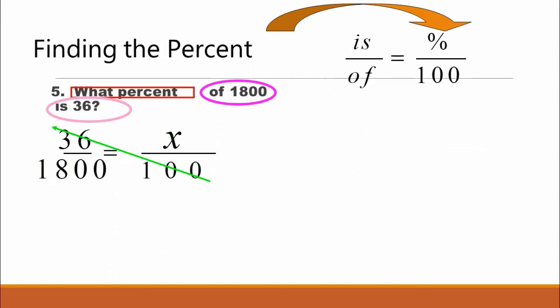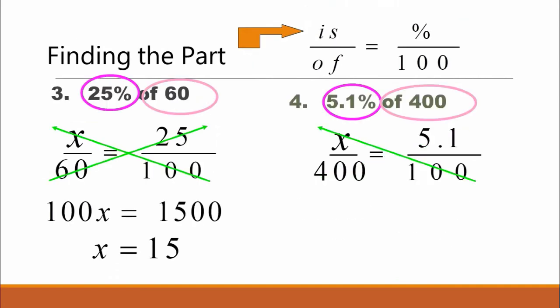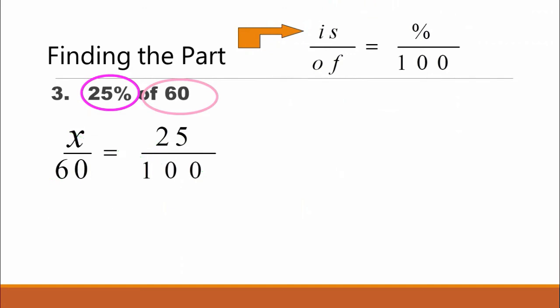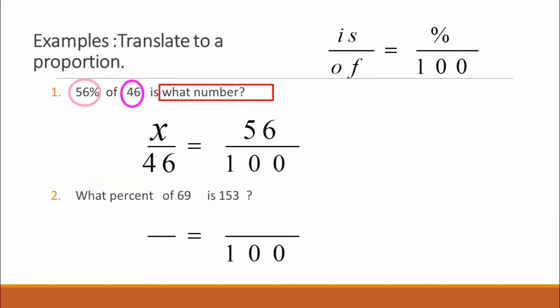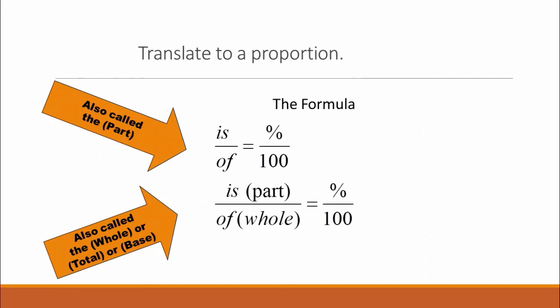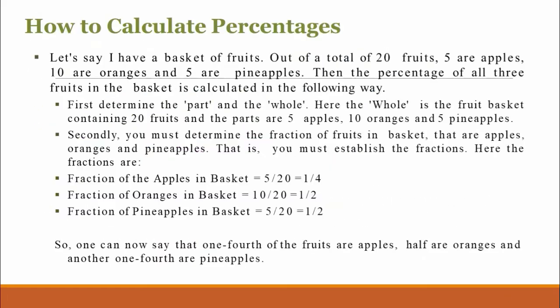So using the formula percentage is equal to part divided by whole multiplied by 100, we can calculate the percentage, we can calculate the whole, we can calculate the part. The formula is very simple, but two things should be noted. There are three unknown quantities in this formula: is, of, and percentage. Is means part, of means total.